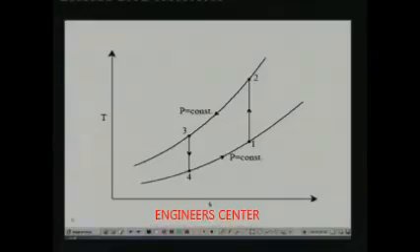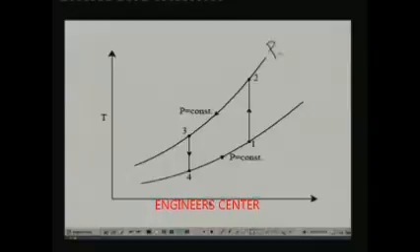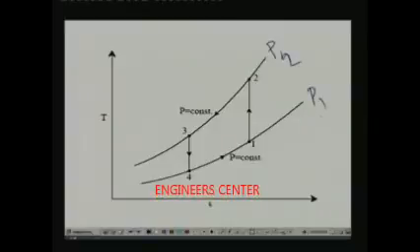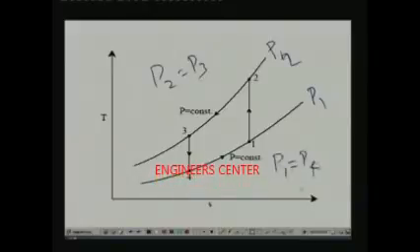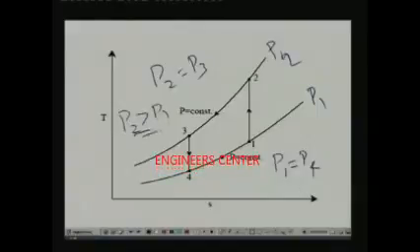So now the process is shown on the TS diagram. As you can easily see, you have two pressures here. Let us say this is P2 and this is P1, and this is constant pressure. So P2 is equal to P3, and this is again an isobar. So P1 is equal to P4, and P2 is obviously greater than P1, right.